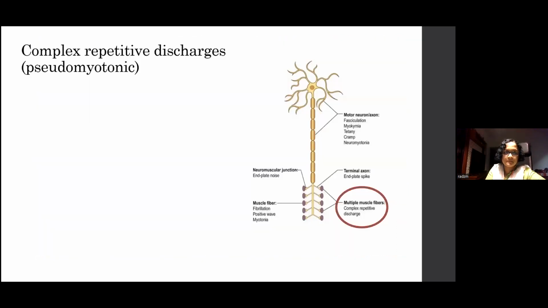Okay. So we then come to the next one. This is also abnormal spontaneous activity. This also comes from muscle fibers, but from multiple muscle fibers. It's complex repetitive discharges. They sound similar to myotonic discharges, hence the name pseudomyotonic discharges, and they sound like a drrr, drrr. They start very abruptly and stop very abruptly, so some people call it a jackhammer.